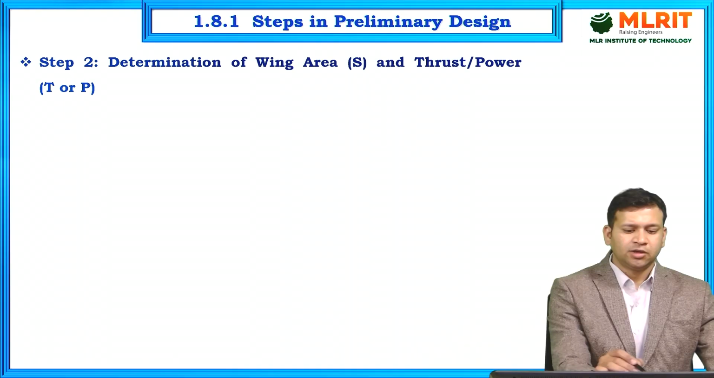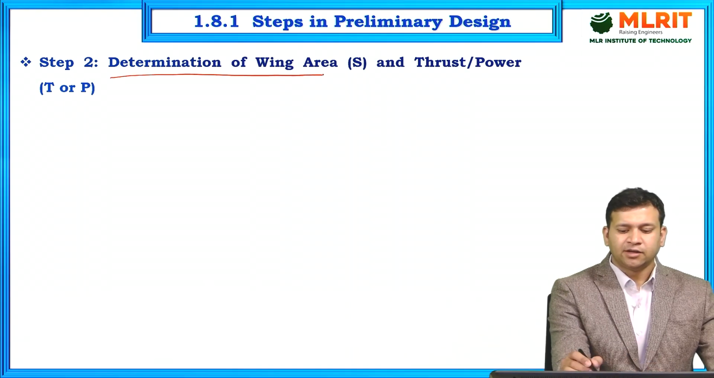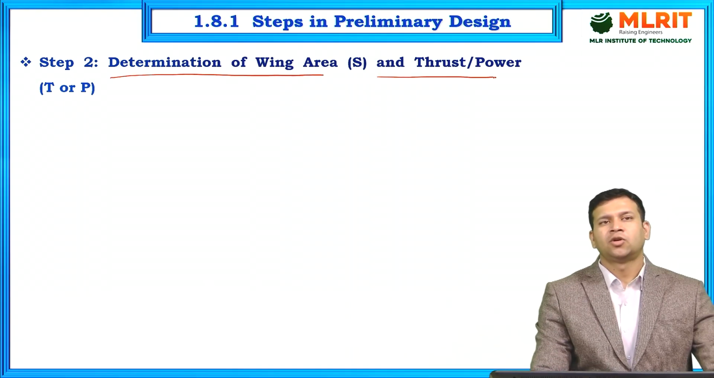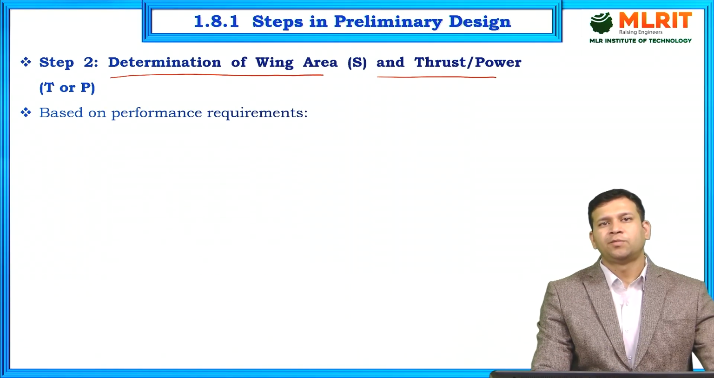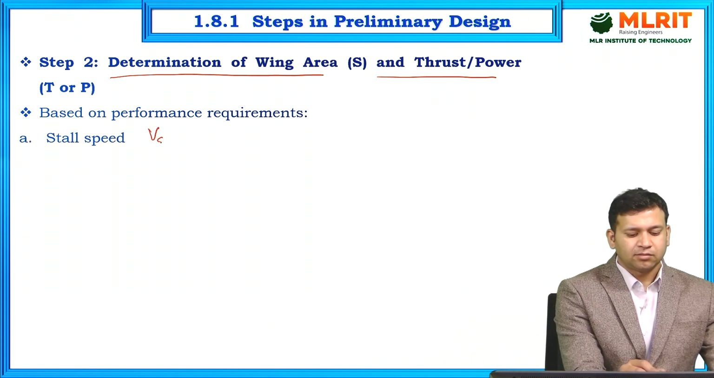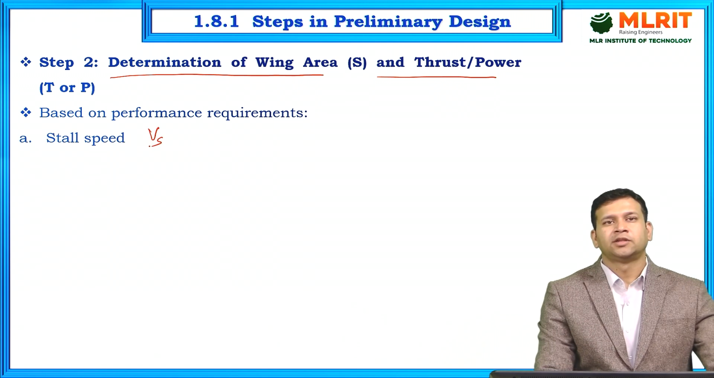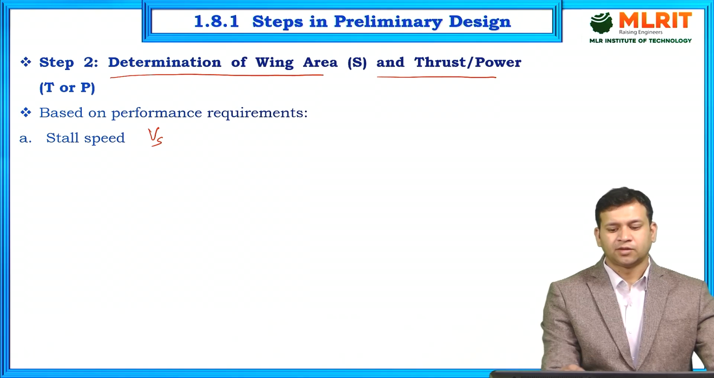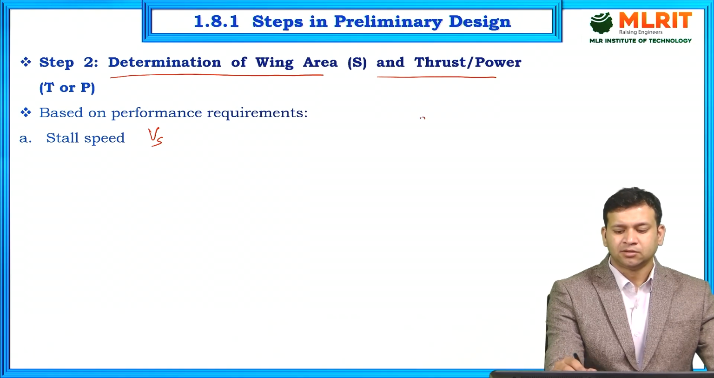Step 2, determination of wing area and thrust or power. Based on performance requirements, we estimate the stall speed, Vstall, which is nothing but the cruise speed.